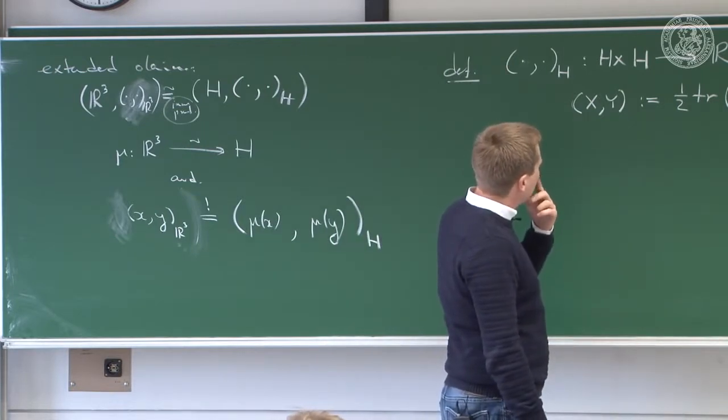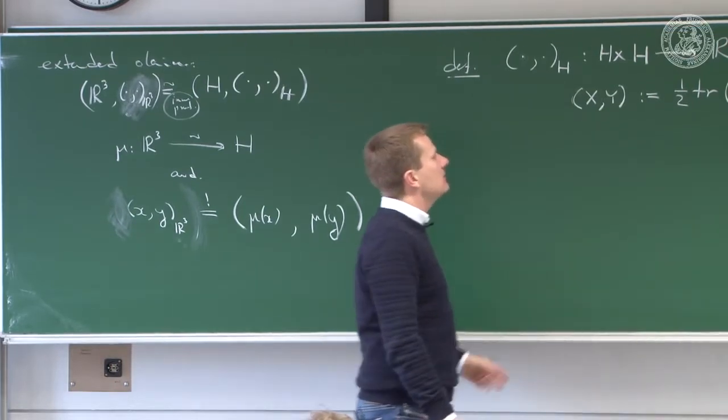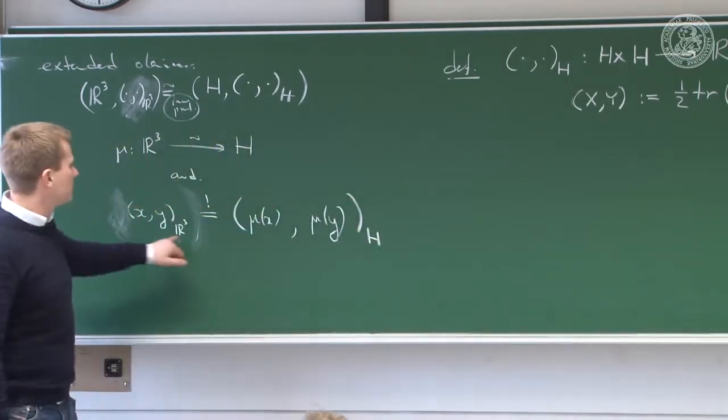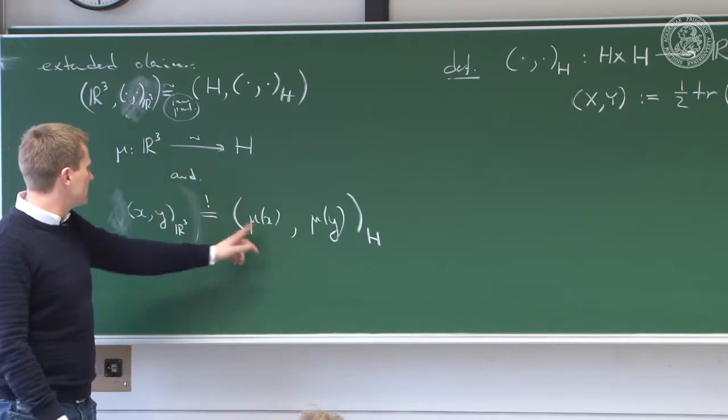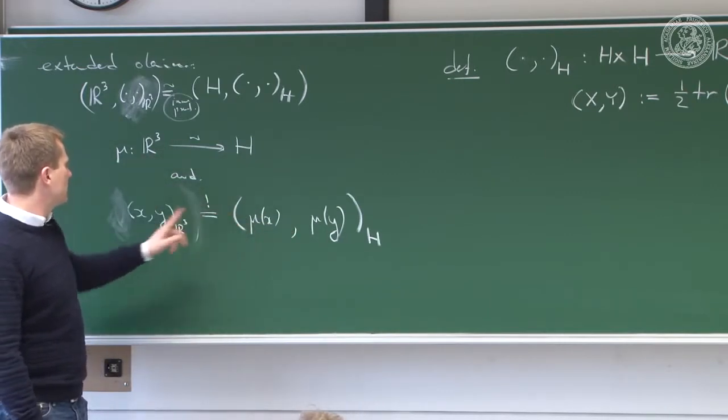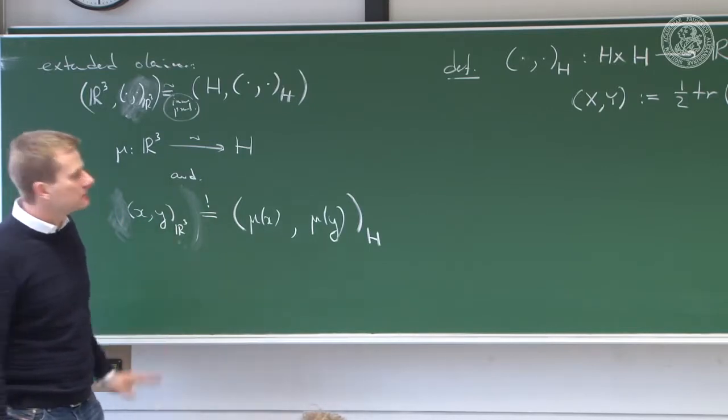And yeah, in principle you also have to check the triangular inequality. However, if you can show that this holds, then of course you know, because there's an isomorphism, this mu, you know this has all the properties that this guy has. Okay, good.